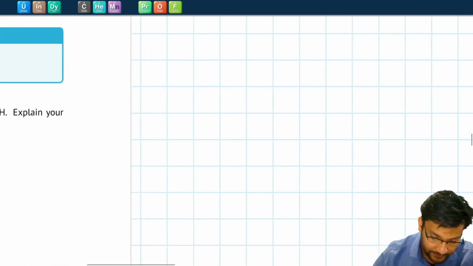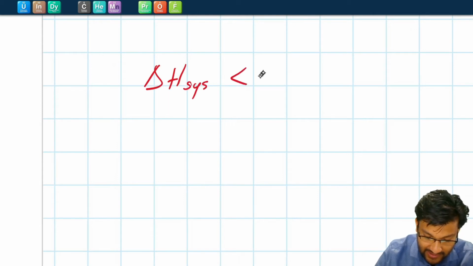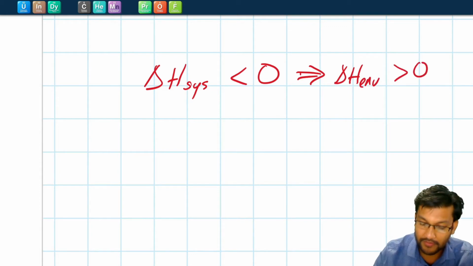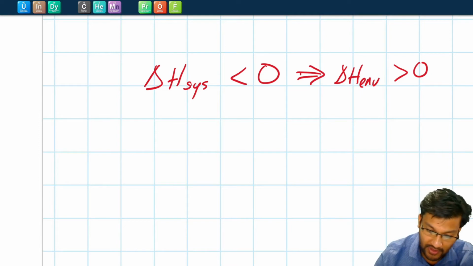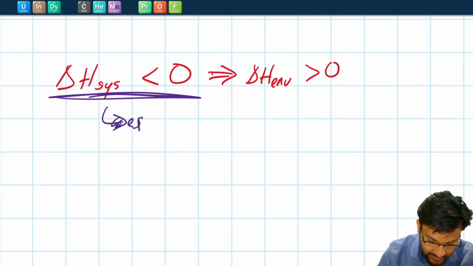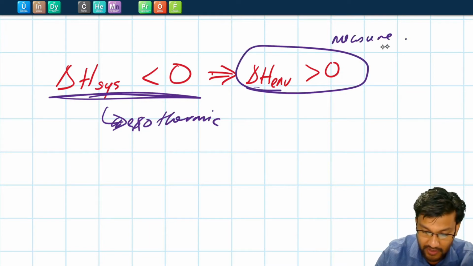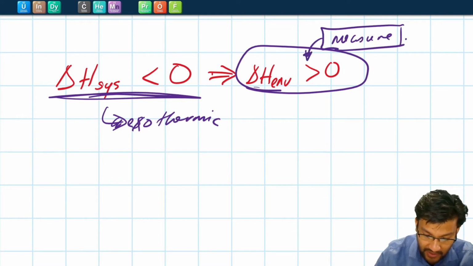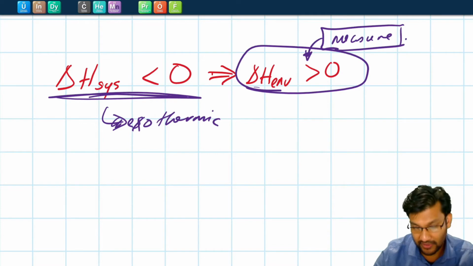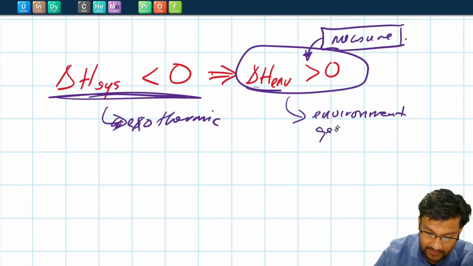So let's think about this, right? If the enthalpy change of the system is less than 0, this means that the enthalpy change in the environment will be greater than 0. Or rather, the environment will gain thermal energy. So if this is exothermic, then the environment is what we measure, right? We always measure what's going on with the environment, changes in the environment. So the enthalpy of the environment increases, which means that the environment gets hotter.